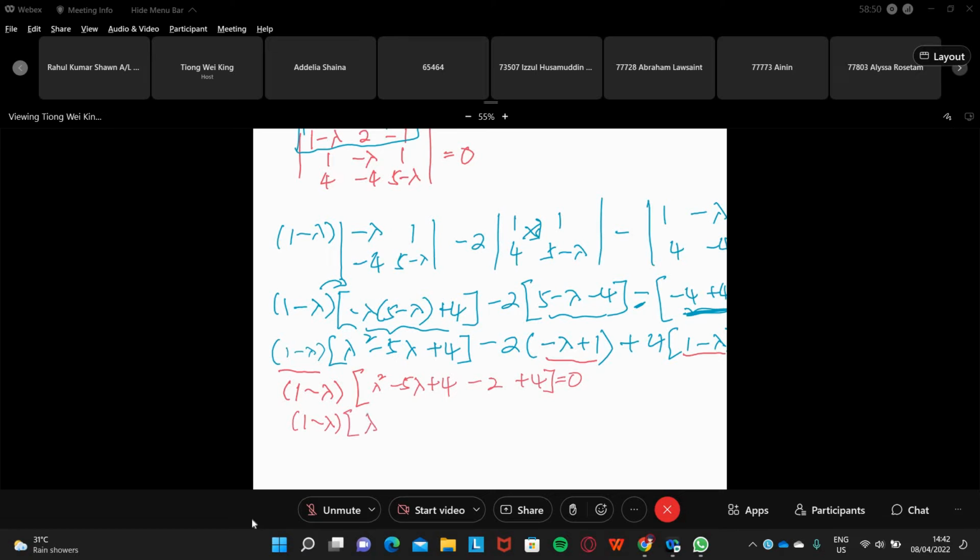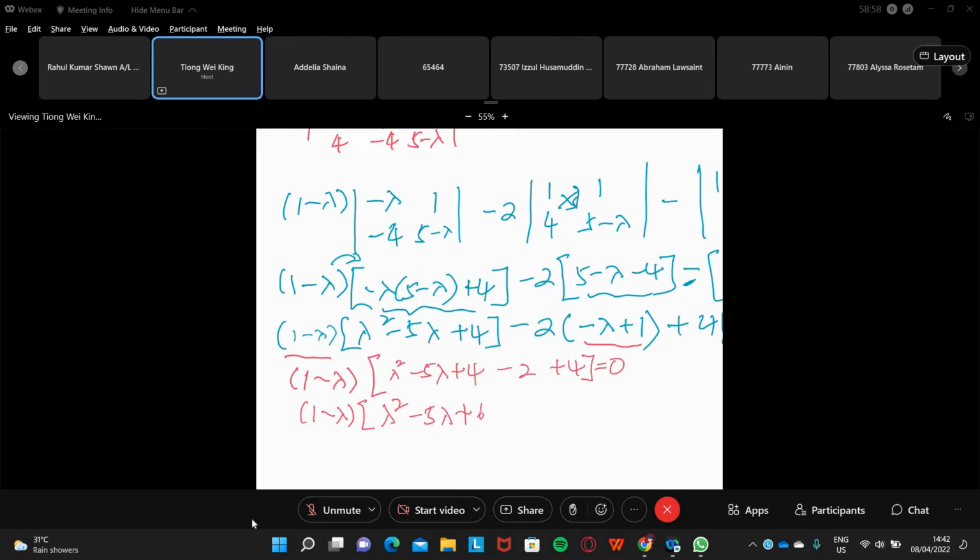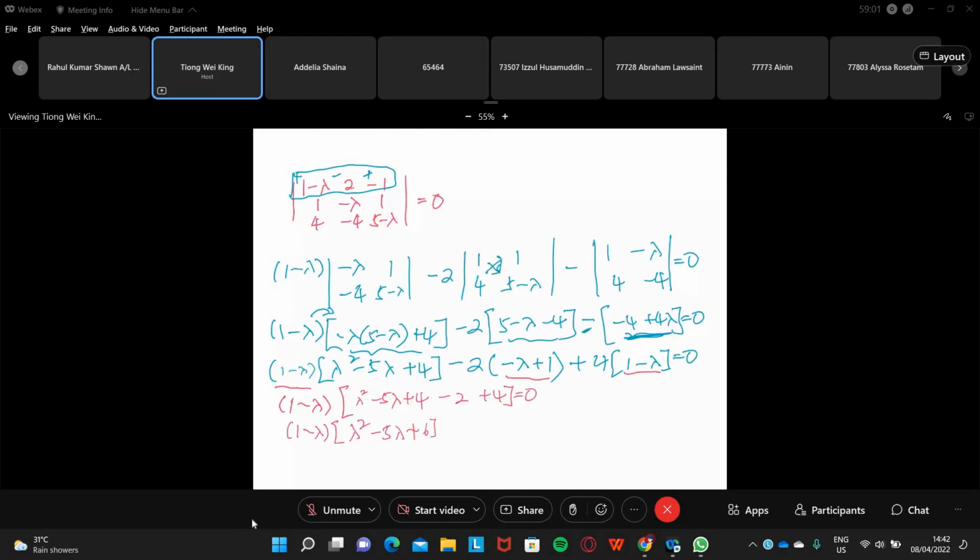Here you get lambda squared minus 5 lambda plus 6 equals 0. Then from here, you can factorize because it is a quadratic equation. So you have lambda minus 3, lambda minus 2. So this is again the same as the previous one.